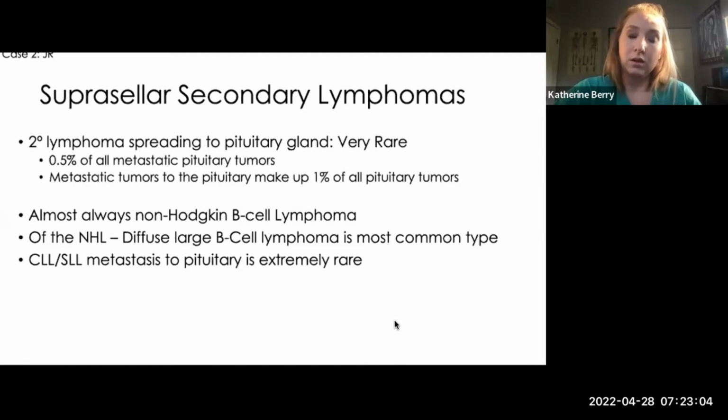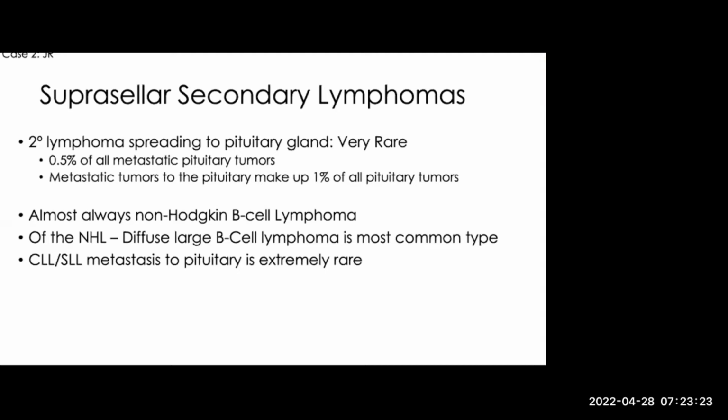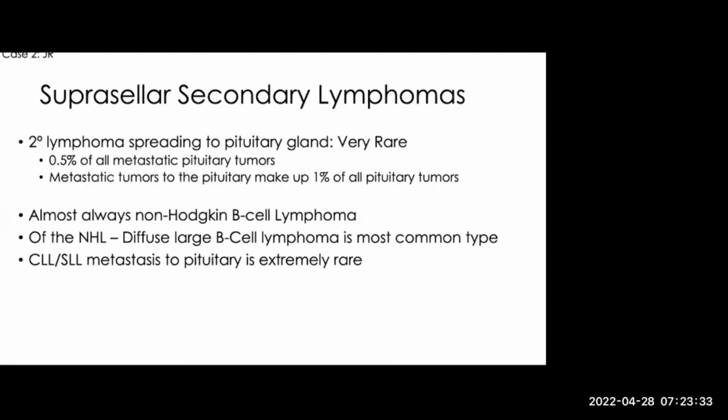You can also have diffuse large B-cell lymphoma as the most common subtype, but CLL and SLL is extremely rare as a metastasis, and I found 2 case reports of that. So a reminder to keep in mind. Plasma cell neoplasms in the sella, like multiple myeloma, etc.